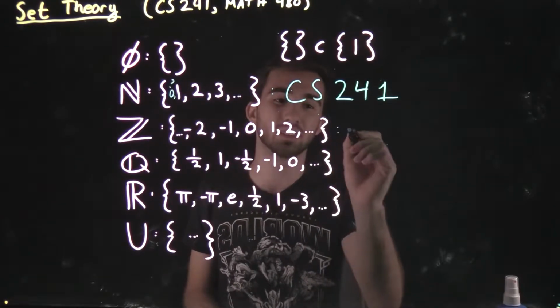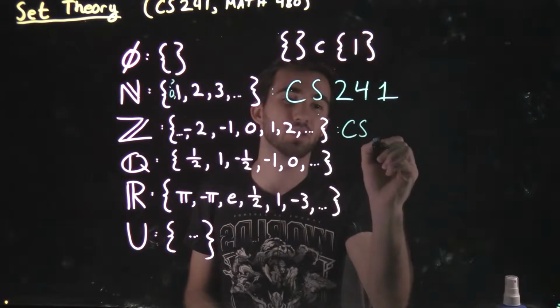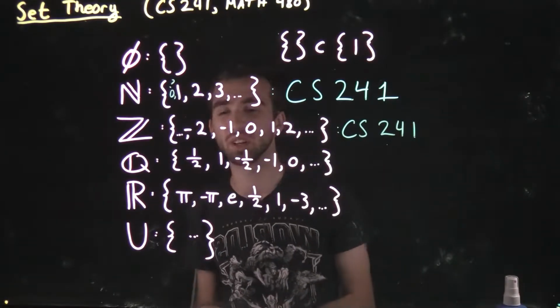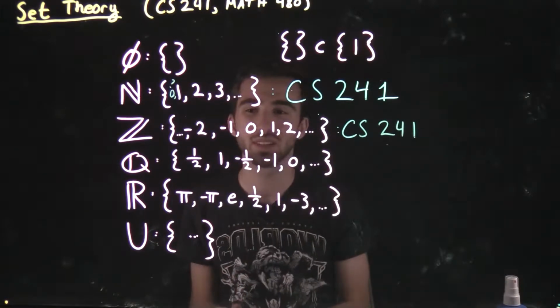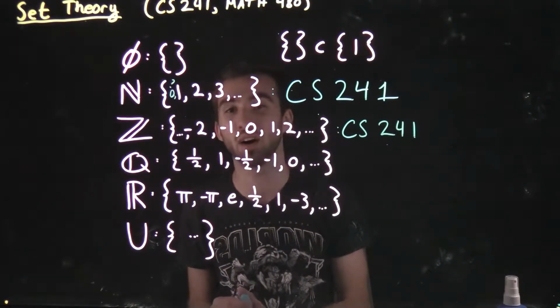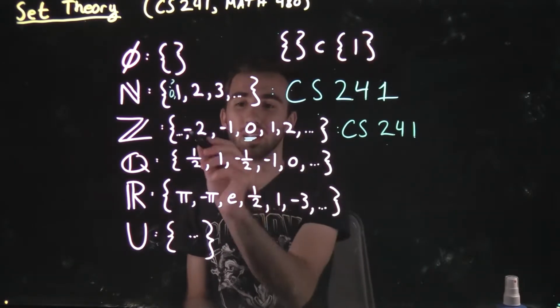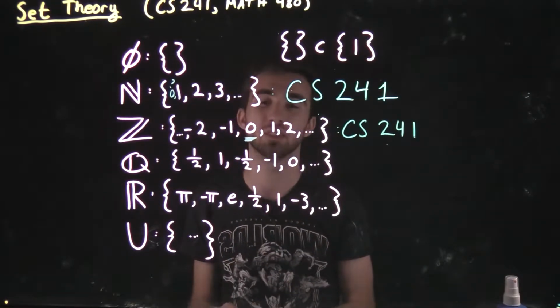Okay, this next set is also very important for CS 241. And this is the set of integers. These are just all the whole numbers. It includes negatives. It 100% includes 0. That's just one of the defining features. It has 0 in it. It has all the negative numbers. It has all the positive numbers.